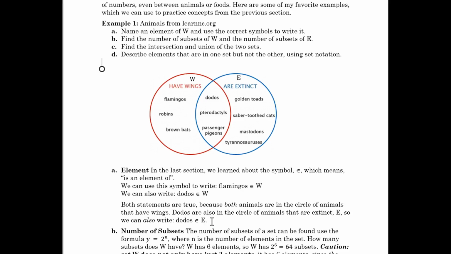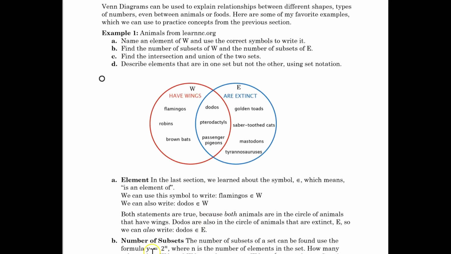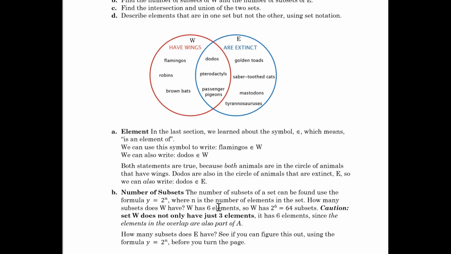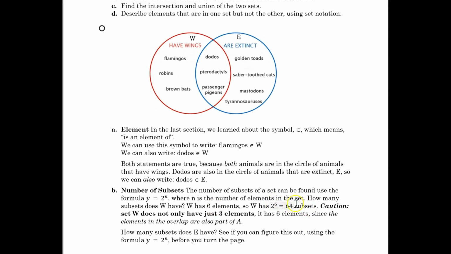Now let's talk about the number of subsets in a set. The number of subsets you can find using this formula, y equals 2 to the n. So to find the number of subsets that W has, we'd have to count how many elements are in it. I count 1, 2, 3, 4, 5, 6 elements in W. So we would have to do 2 to the 6th power. If you do 2 to the 6th power, you get 64.